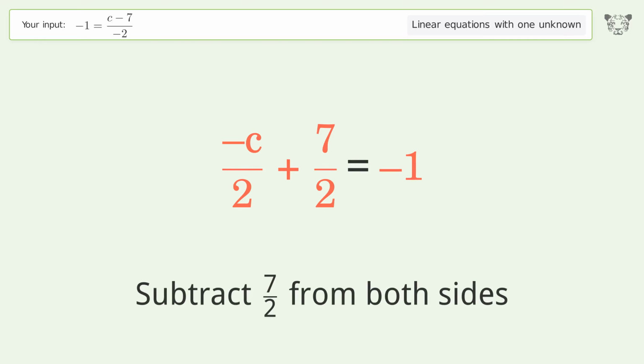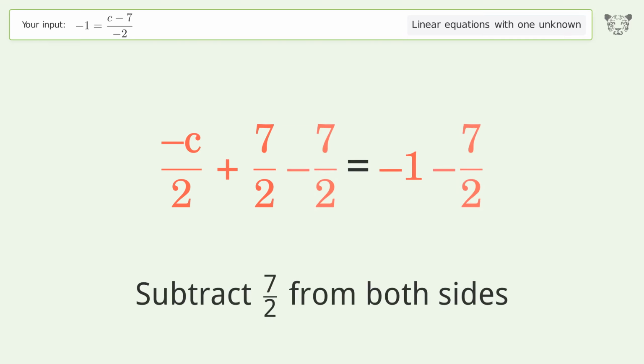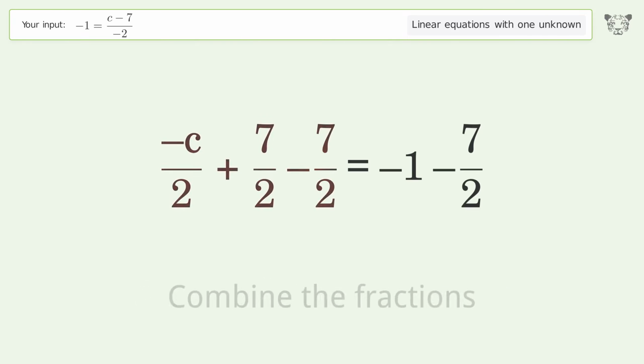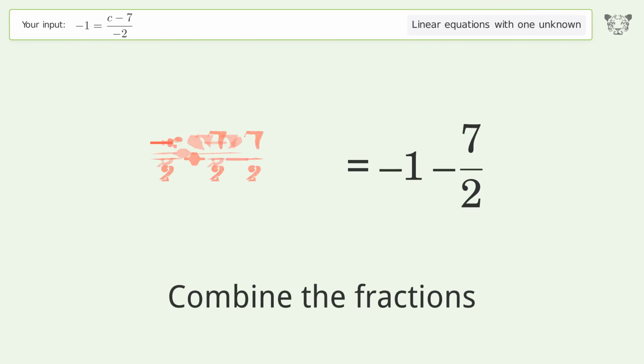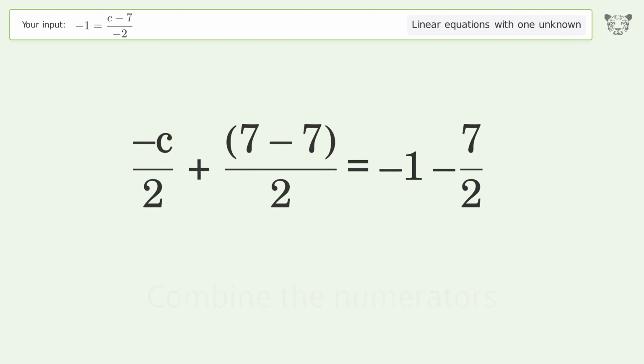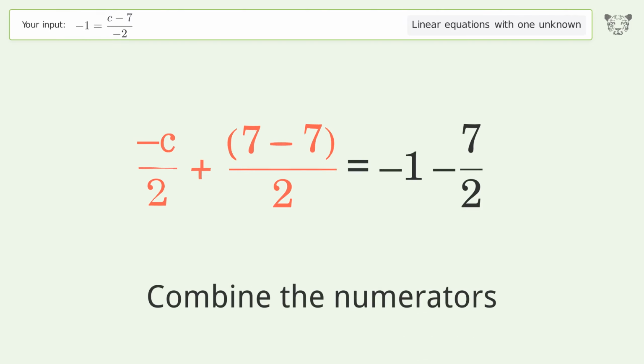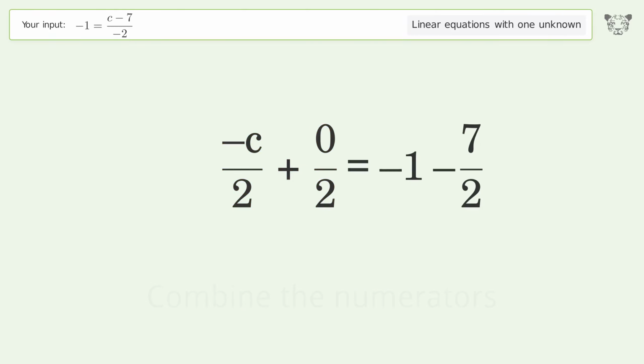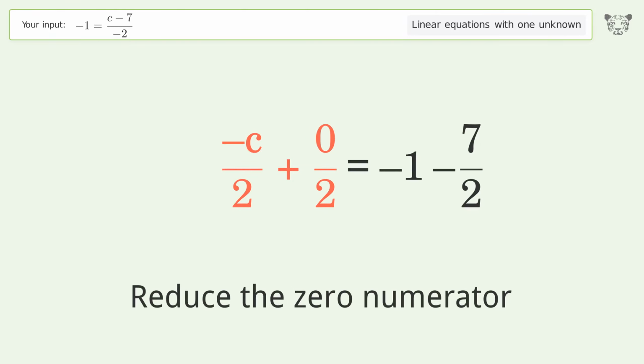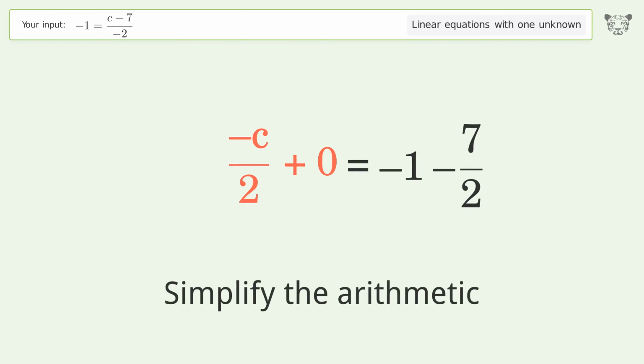Subtract 7 over 2 from both sides. Combine the fractions. Combine the numerators. Reduce the zero numerator. Simplify the arithmetic.